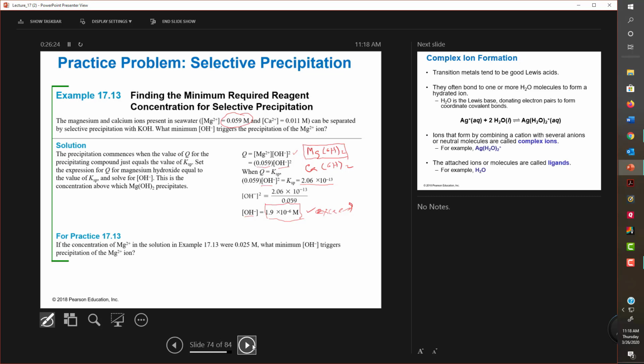All right, and you could do this one. Should be pretty much the same process as that.